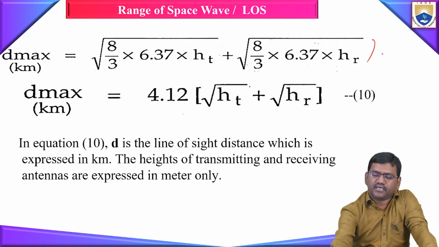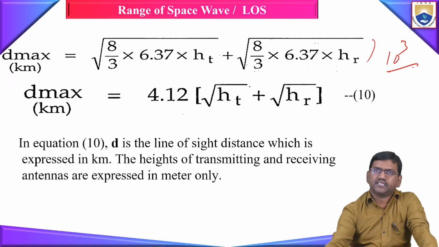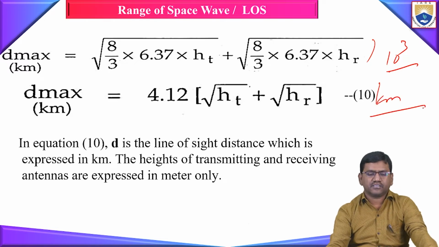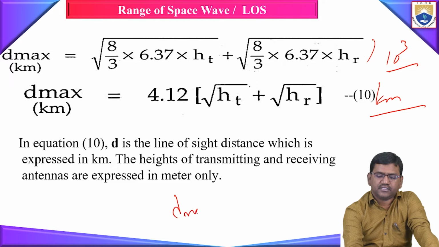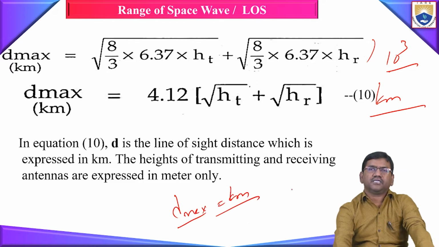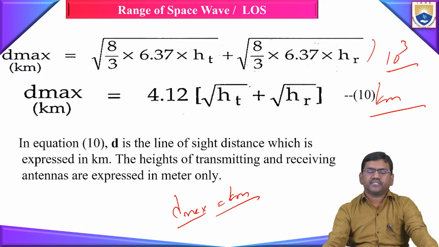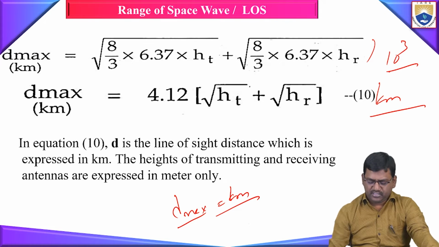Here we have one 10 power 3. 10 power 3 represents 1000 meters, or kilometers. So D max is represented only in kilometers. The range of a path in space-wave propagation is represented only in kilometer units. So the line of sight distance is expressed in kilometers, which depends upon the height of the transmitting antenna and the height of the receiving antenna.